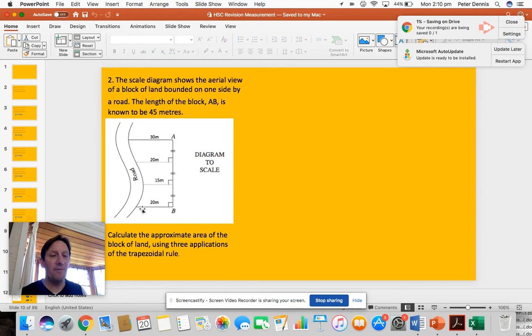Do you need to remember the trapezoidal rule? No, it is part of your formula sheet or reference sheet. That formula is on there. So basically, that's exactly what we're doing.